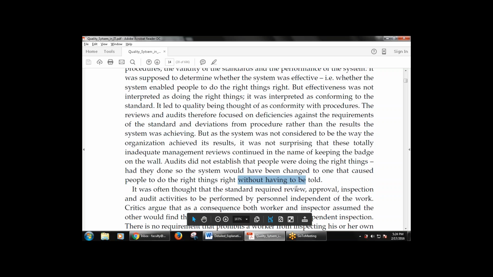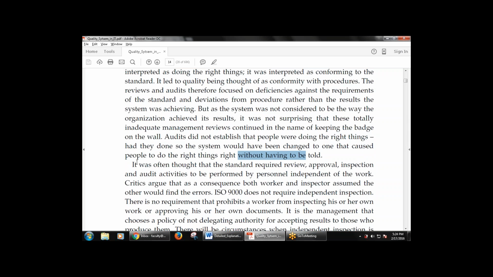That means if I say to you to do the assignment, I'm not telling you the system of writing the assignment, how you write it, or what the various procedures are. No, I'm not saying anything. You are supposed to do each and everything. My task is to evaluate whether the assignments were good or not. And it was often thought that the standard required review, approval, inspection.